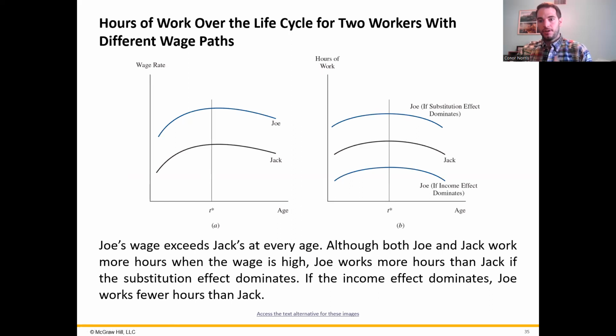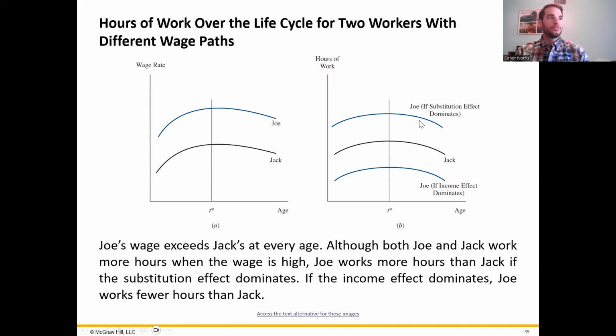But while the general trend is the same across workers, workers that earn different wages will experience different levels of changes throughout their life cycle. So here we have an example of two different workers earning very different wages. Out here, Joe out-earns Jack with a much higher wage rate. But if we go over to the hours of work, we're not exactly sure what this is going to mean for how many hours Joe chooses to work.